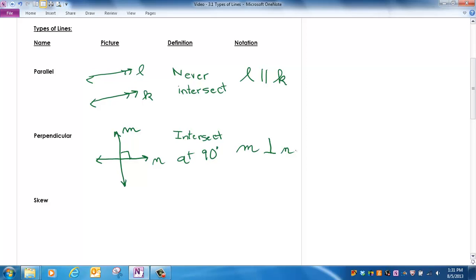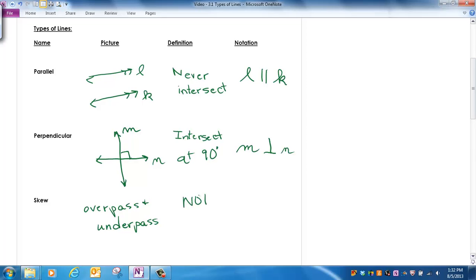Our last pair of lines are a little bit difficult to draw on just a two-dimensional piece of paper. These are called skew. These are lines that never meet, but they're not parallel. So how many of you out there drive? A little scary. Think about your highway driving. If you have an overpass and an underpass, that would be an example of skew lines. The highways are going in different directions, but they're not quite parallel.